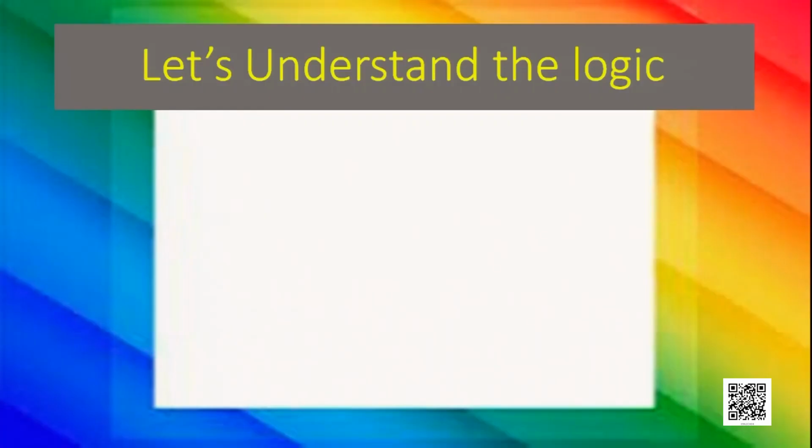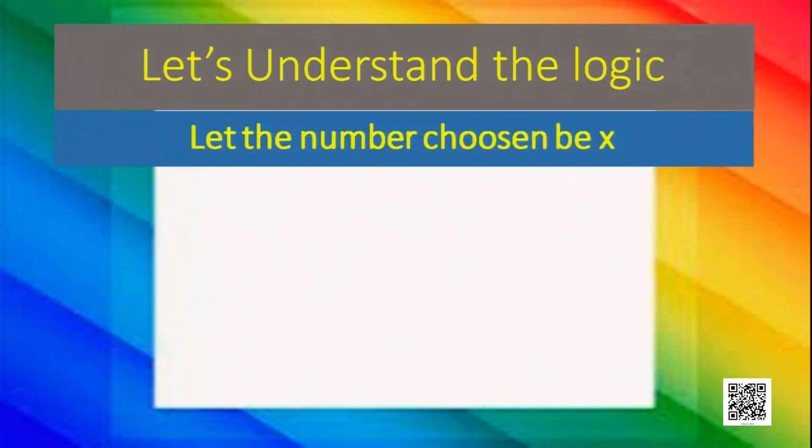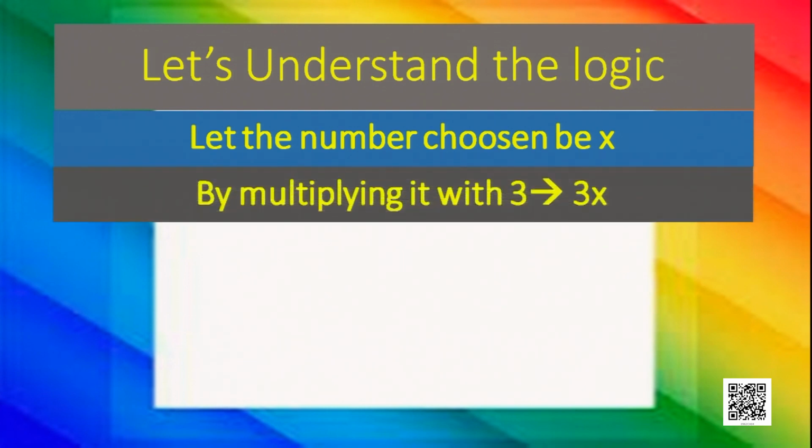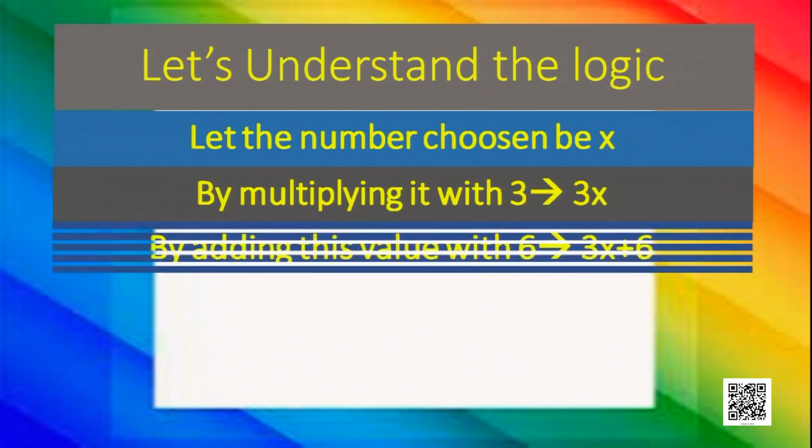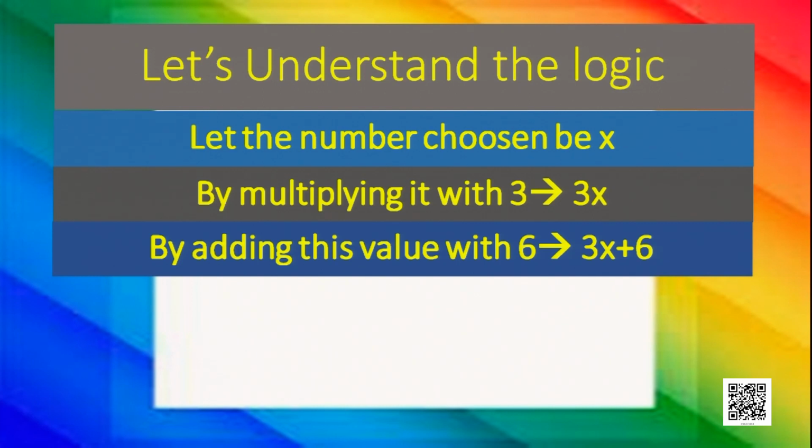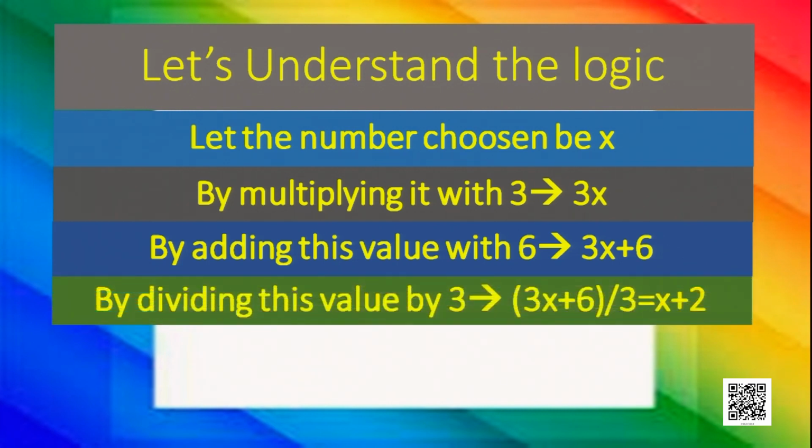Let's take the number to be x. If the number is x, then what to do? We have to multiply it with 3. Then we get 3x. Then add 6 to that value. Then we'll get 3x plus 6. Then divide this value by 3. Then what do we get? 3x divided by 3 gives x, and 6 divided by 3 gives 2. So we obtained x plus 2.